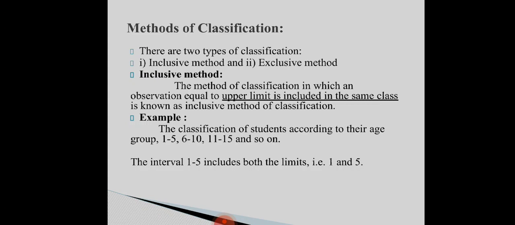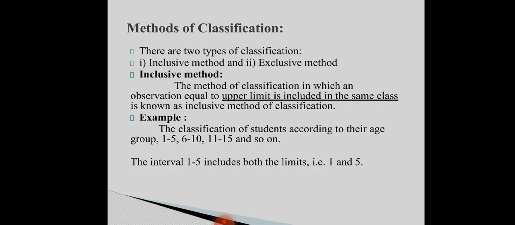For example, the classification of students according to their age group: 1 to 5, 6 to 10, 11 to 15 and so on. Here the upper limit 5 is included in the same class, that is 1 to 5, and the next upper limit 10 is included in the second class, 6 to 10.